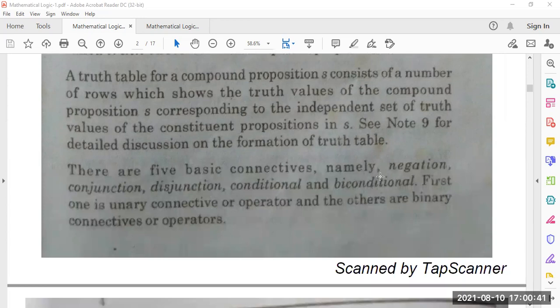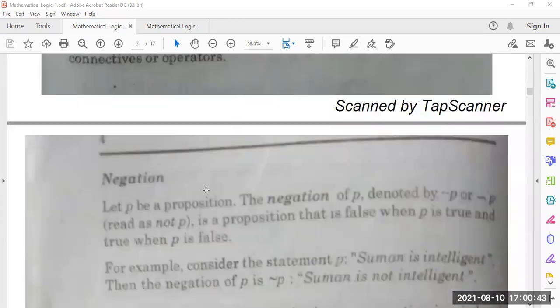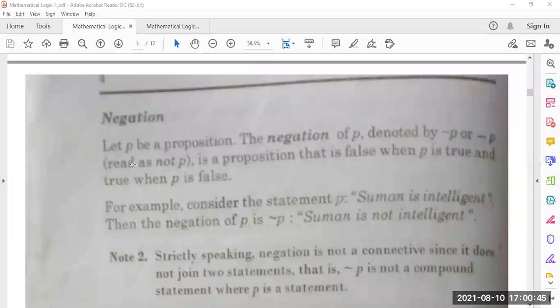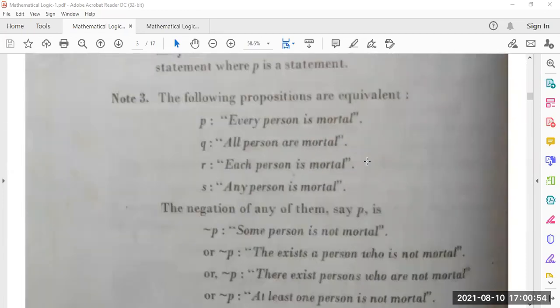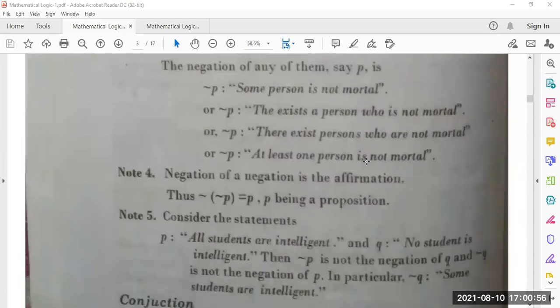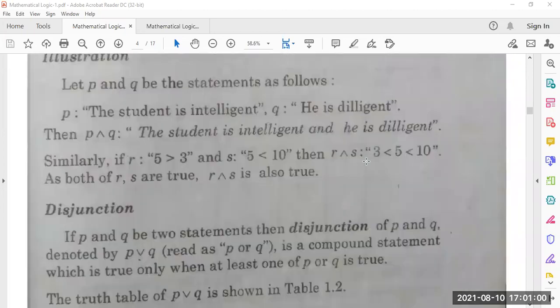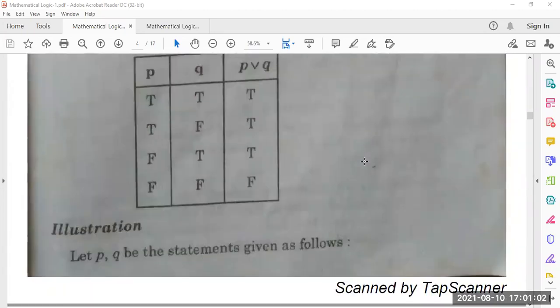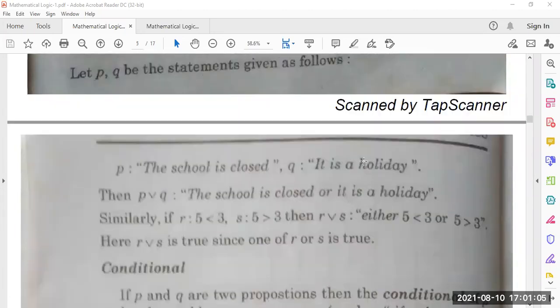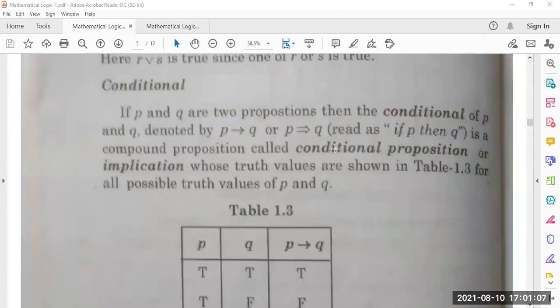There are 5 basic connectives: negation, conjunction, and so on. If P is a proposition, then the negation of P is denoted by ¬P; it was completed. Negation was completed, conjunction was completed, and I remember that the conditional is awaited, the conditional is required.